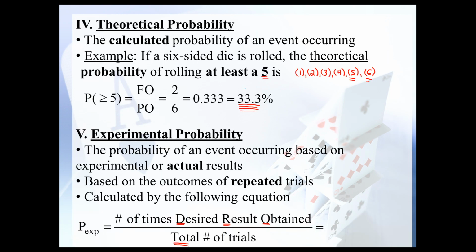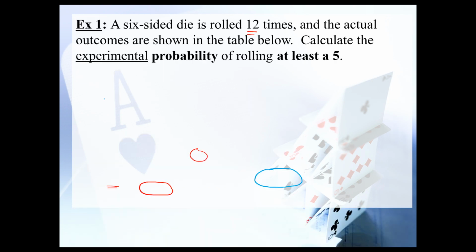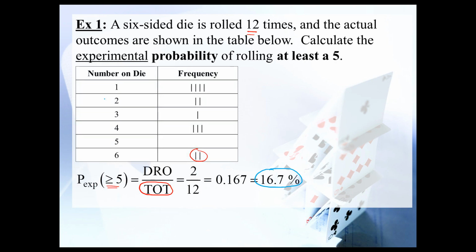Theoretically, this is what I should have got. Theoretically, it tells me that 33% of the time, I should have got a number that was at least a 5. But when I did it experimentally, I only got a number greater than or equal to 5, 16.7% of the time. So really what I'm trying to point out here is that our results that are predicted in theory do not always match up with what happens experimentally. And that's why we're doing this separate calculation for our experimental probability.